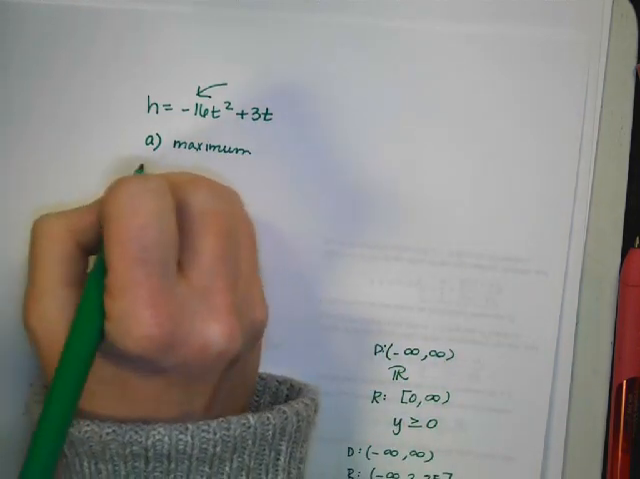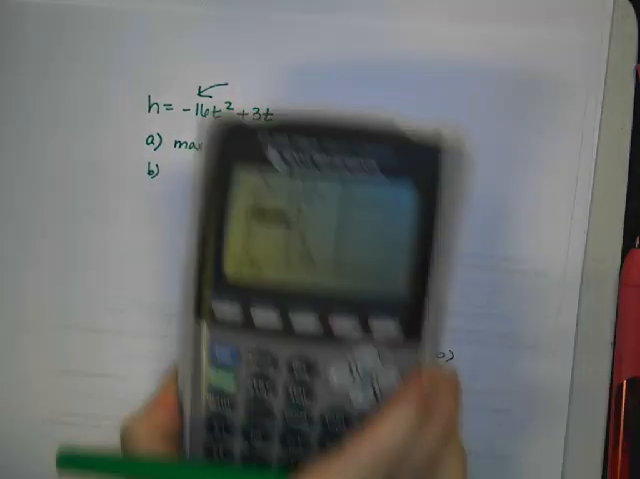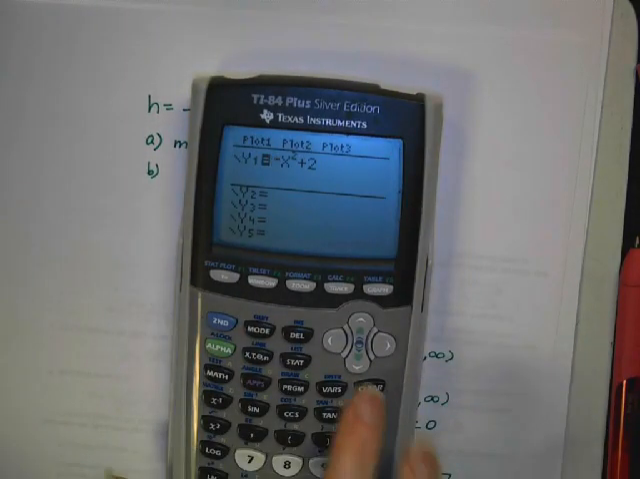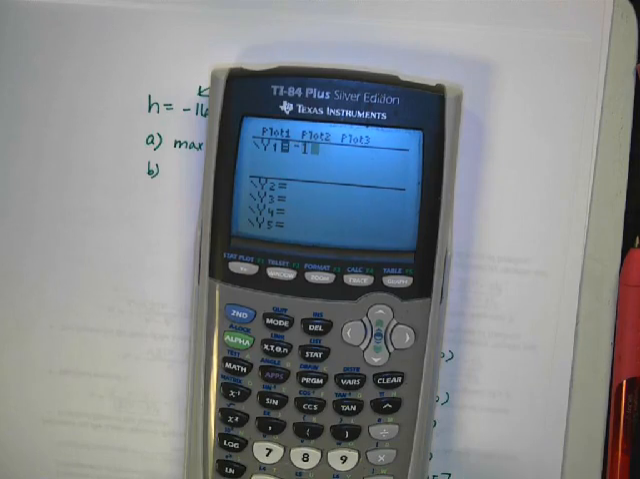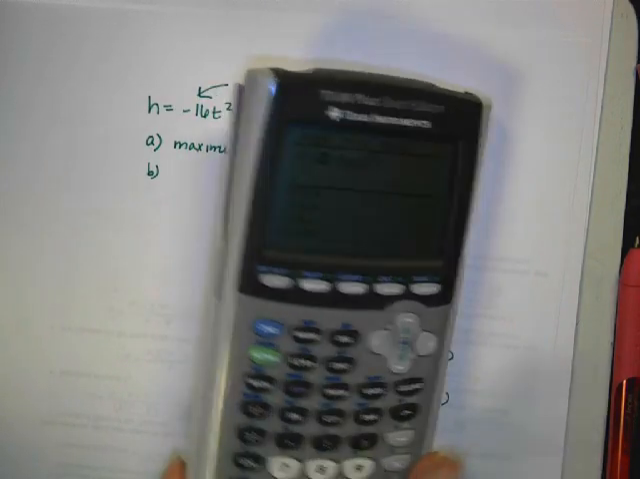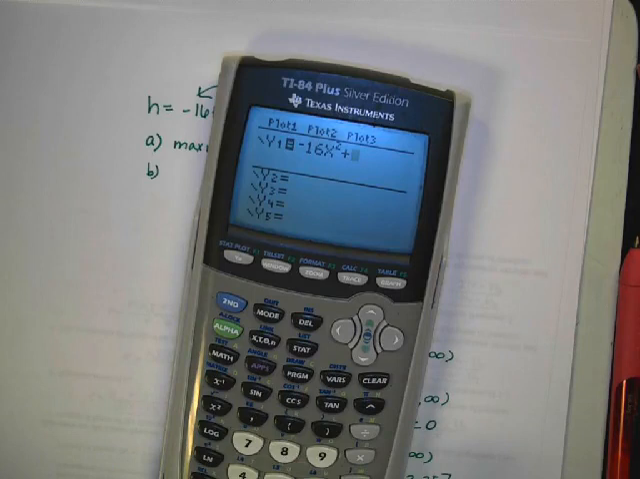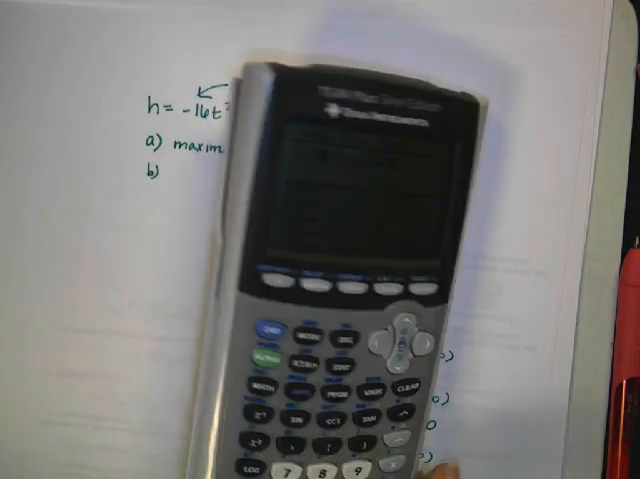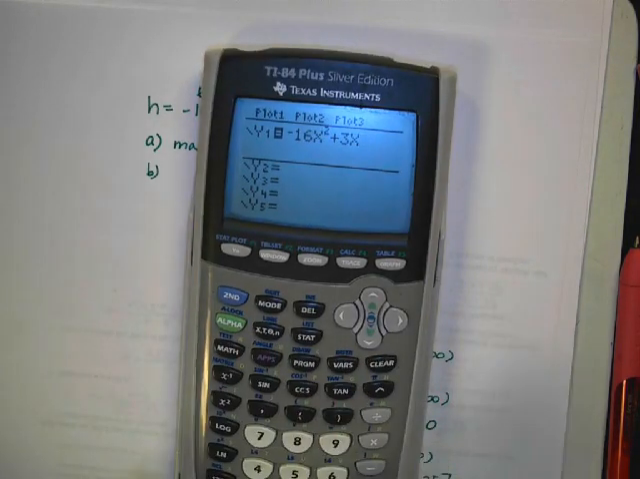And they want us to state the maximum value, so I'm going to plug it into y equals. So negative 16x squared. The calculator won't do t's. It doesn't understand. Even though you have a keyboard and you can type letters, it doesn't understand in this mode what t means. It only understands x and y.